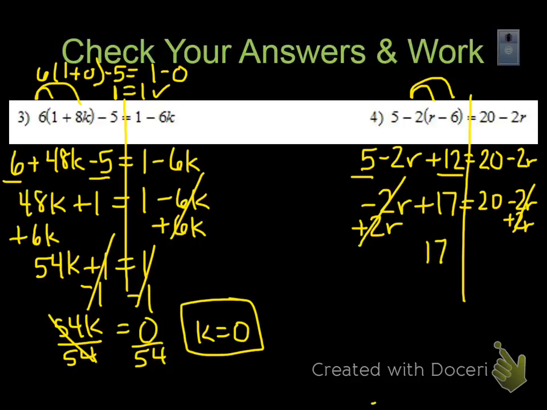I am left with 17 equals 20, which is not a true statement. Therefore, there is no solution that would work in this equation. Again, please make sure you write no solution if that is the case. If you have any questions about those 4 problems, please see your teacher before you work on the next set by yourself.